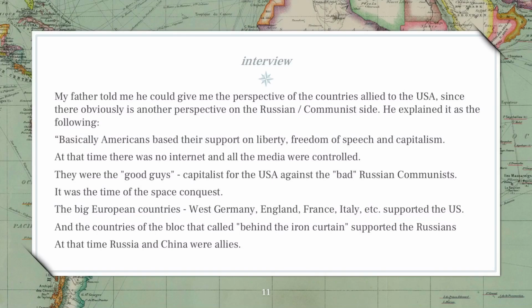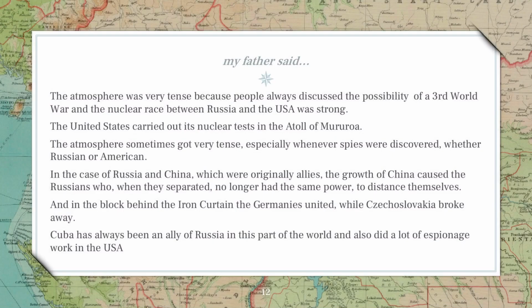At that time, Russia and China were allies. The atmosphere was very tense because people always discussed the possibility of a third world war, and the nuclear race between Russia and the USA was strong. The United States carried out its nuclear tests on the atoll of Mururoa. The atmosphere sometimes got very tense, especially whenever spies were discovered, whether Russian or American.